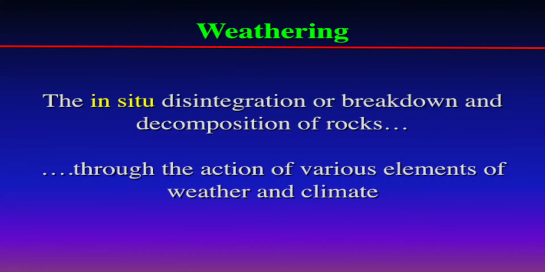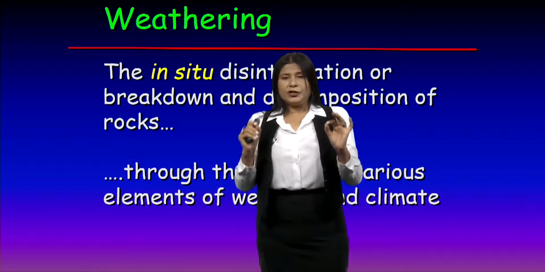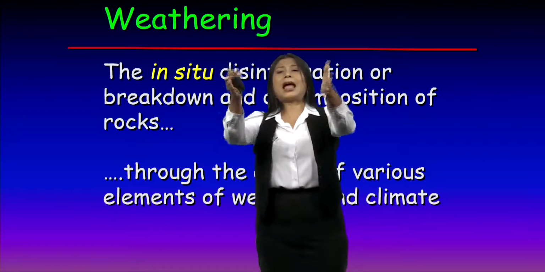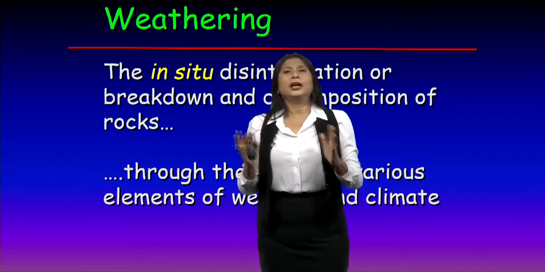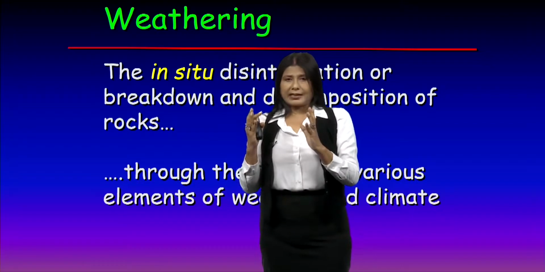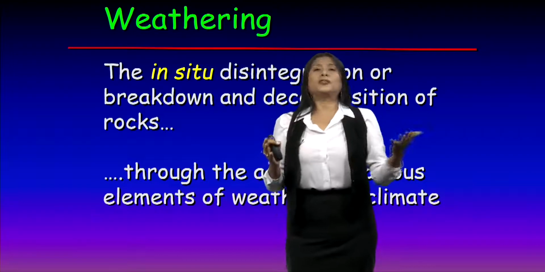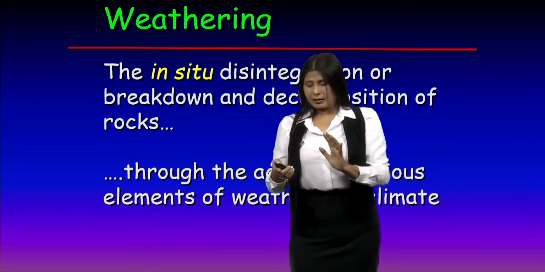So, let us define it: the in situ disintegration or breakdown and decomposition of rocks through the action of various elements of weather and climate makes weathering. So, what is in situ? In situ in geomorphology or in geology stands for something which is standing at the same place, that means not moved anywhere. What this definition is trying to tell us is that a rock which is sitting at the same position over a period of time has got decomposed or disintegrated.